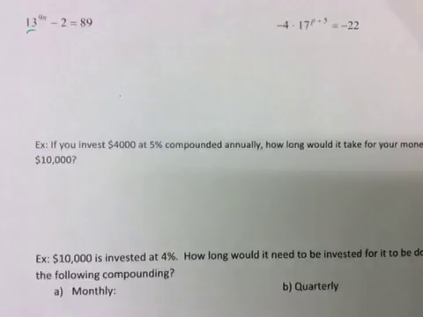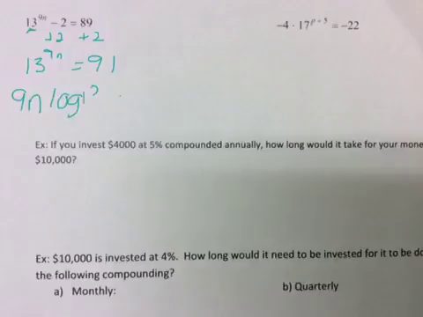So we're going to get this 13 alone, because that's the base with our exponent, so adding 2. So 13 to the 9n equals 91. Take the log of both sides. I'm going to skip some steps here. And now I need to get my n alone. So here's my n right here. So what I'm going to do is I'm going to divide both sides by log 13.